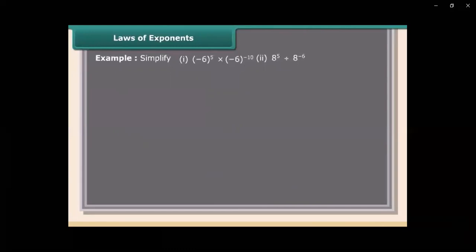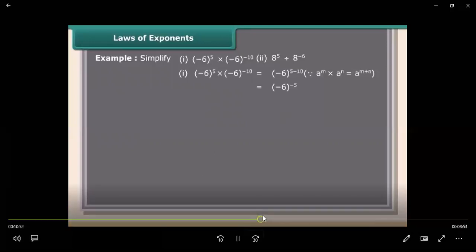Next example is simplify. This is the first question: negative 6 raised to the power 5 into negative 6 raised to the power negative 10. So clearly, what we can observe from the first example is that the base is the same. So if the base is the same, which is negative 6, then we can apply the first law in which we have to add the powers. So it can be written as negative 6 raised to the power 5 minus 10, using the first law. So the final answer you will get is negative 6 raised to the power negative 5. Okay, that's our final answer for the first one.